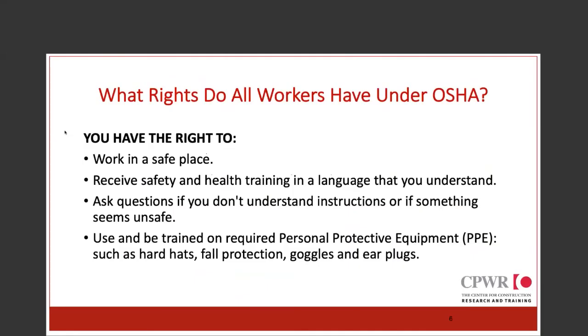So what rights do all workers have under OSHA? Well, you have the right to work in a safe place, to receive safety and health training in a language that you understand, and also in a vocabulary that you understand. You have a right to ask questions if you do not understand instructions or if something just seems unsafe. And you have a right to use and be trained on required personal protective equipment, such as hard hats, fall protection, goggles, and earplugs.